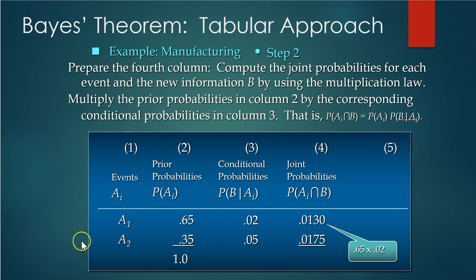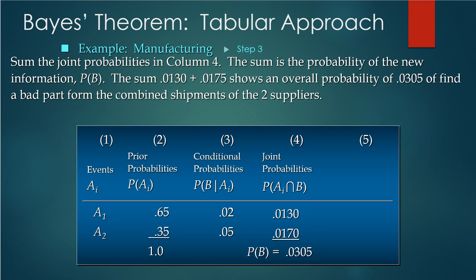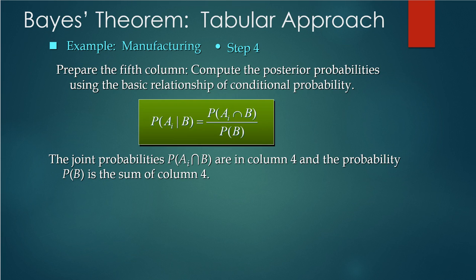Then we add in the joint probabilities. All we're doing is multiplying the percentage of parts from each supplier by the percentage that are bad. For supplier one, we get to 0.0130. And from supplier two, 35% of the parts and 5% of those are bad, we get to 0.0175. From there, if we want to figure out those same percentages, we can add this up, this 0.0305, and divide both of these by that number. We'll divide the 0.0130 by 0.0305.